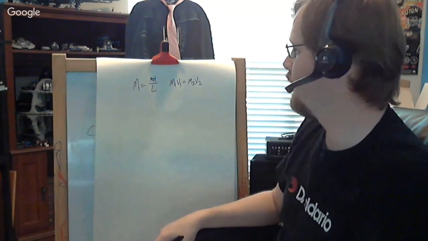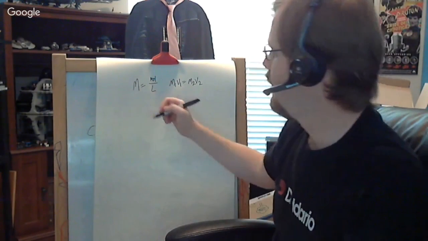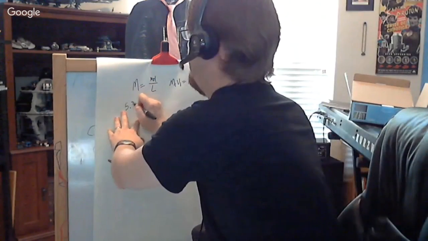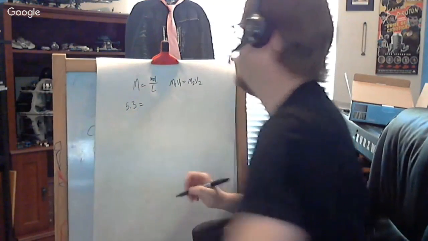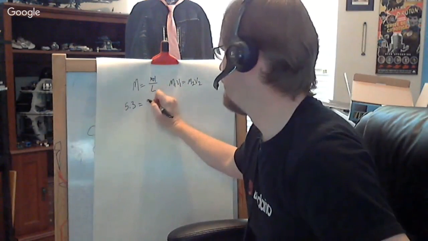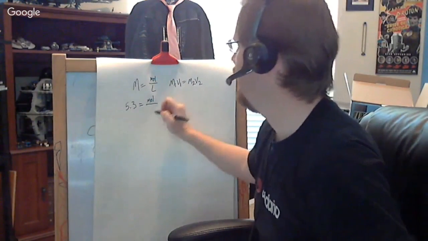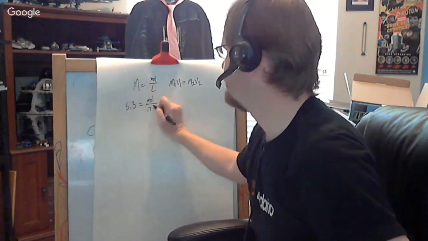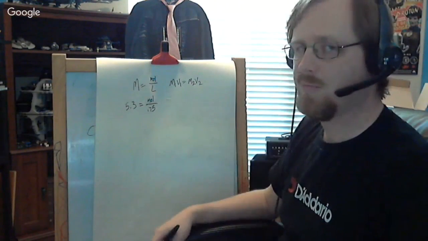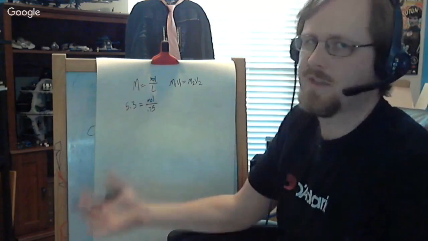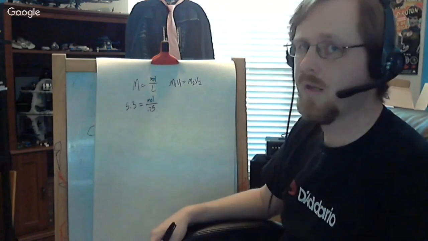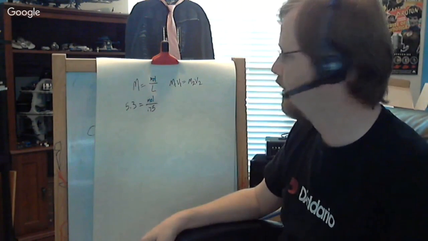So let's say over here that we have a substance that has a molarity of 5.3, and we don't know the number of moles, and it's all in 0.75 liters. Okay, so how are we going to get moles by itself? Well, at this point it's just algebra. So I'm going to go 0.75 times 5.3 in order to get our missing variable all by itself.